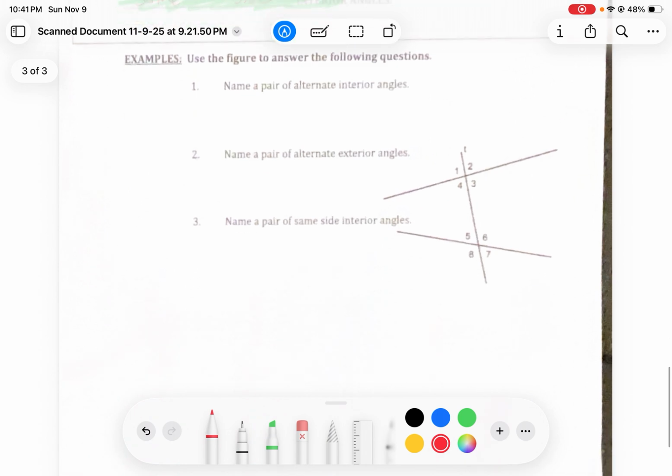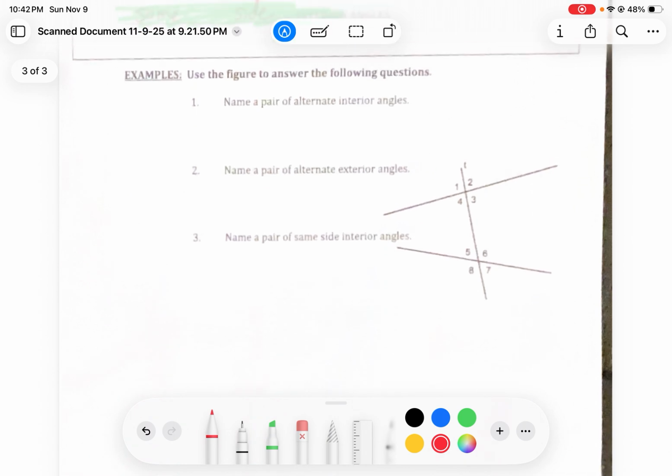Okay. Anyways, in the figure below here, let's name a pair of alternate interior angles. So alternate interior angles, again, are on the inside. So on the inside is angle 3, 4, 5, and 6. Okay, and they're on the opposite side of the transversal. So you see how like 4 is on the left, 6 is on the right. So angle 4 and angle 6 are alternate interior angles.